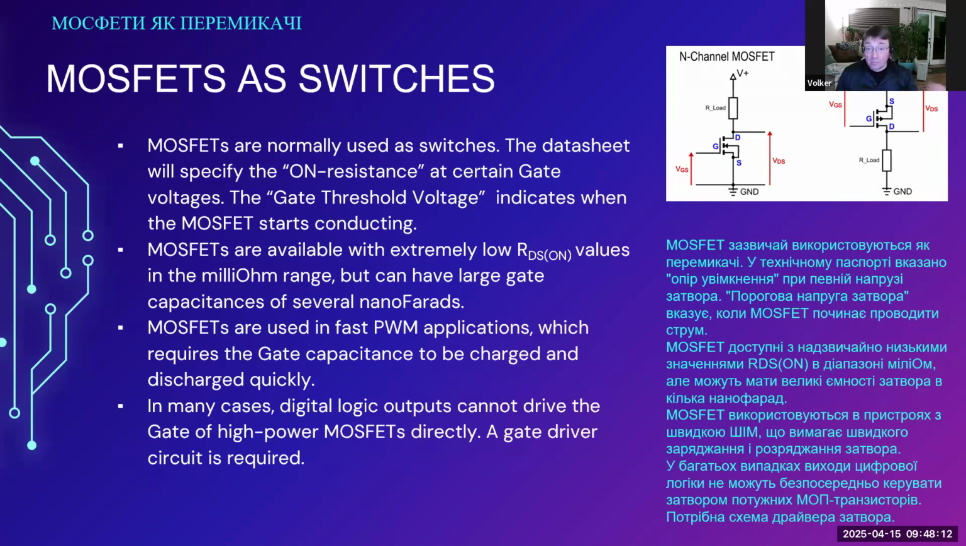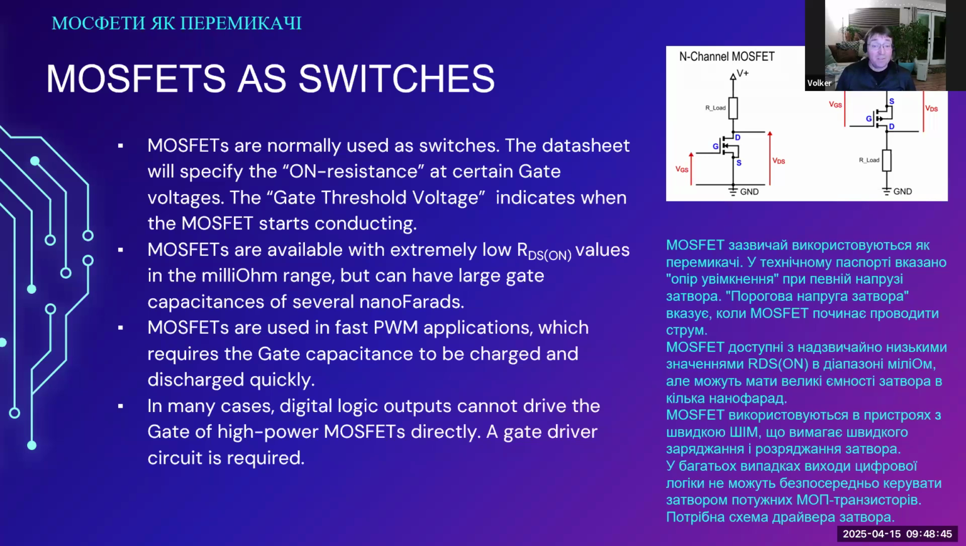You supply a certain amount of voltage on the gate. This will result in a low resistance between drain and source. The gate threshold voltage indicates when the MOSFET starts conducting. There is a lot of information about MOSFETs on the internet. Basically, the exact working principle you can find everywhere. I'm just trying to point out certain values in the data sheet that are important for your circuit design.